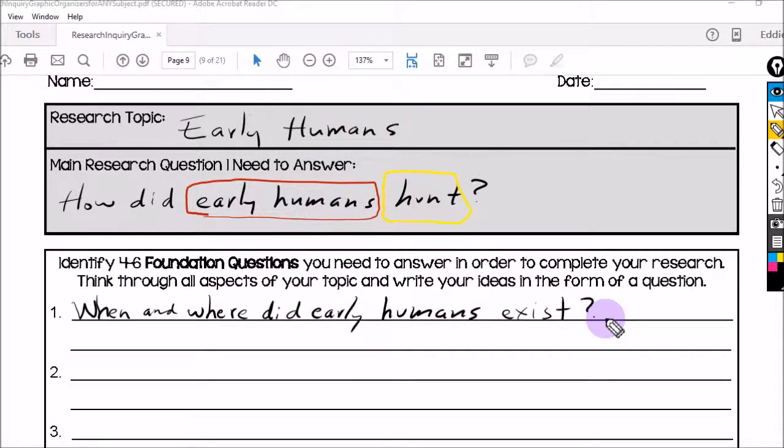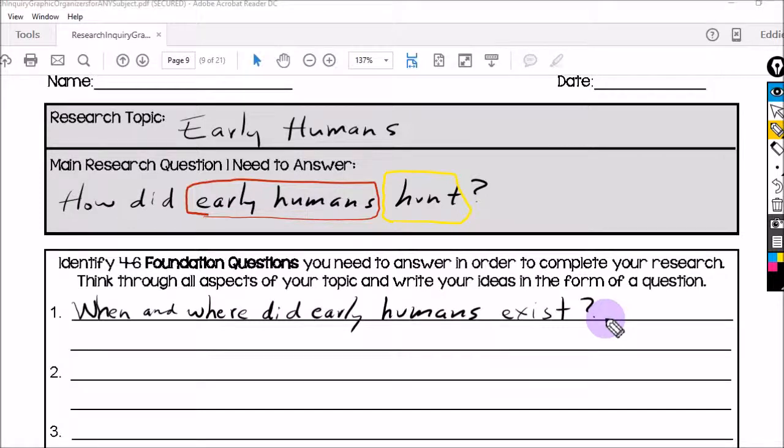So if you're doing Holocaust, you have to say what the Holocaust was. You have to tell your reader that. So that would be one foundation question. If you're doing ancient Egyptians and mummies, you have to tell your reader what a mummy is, and so on and so forth.